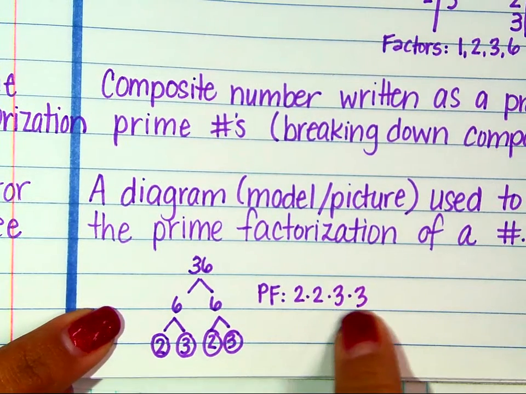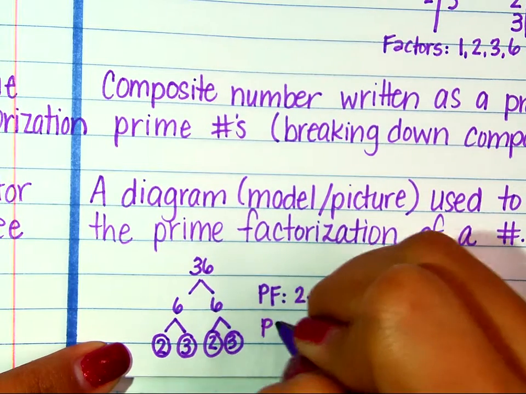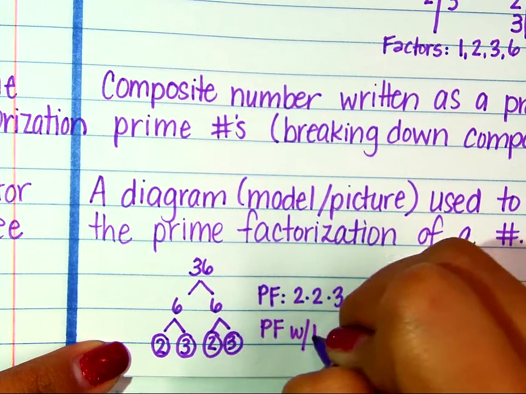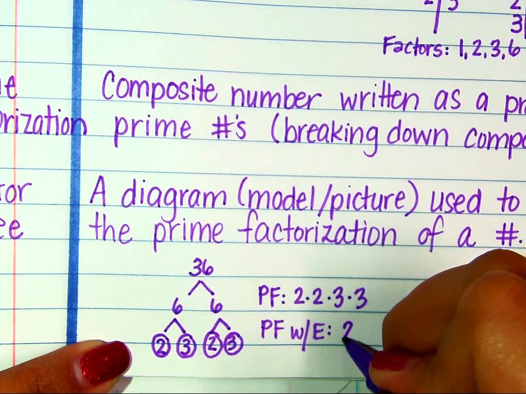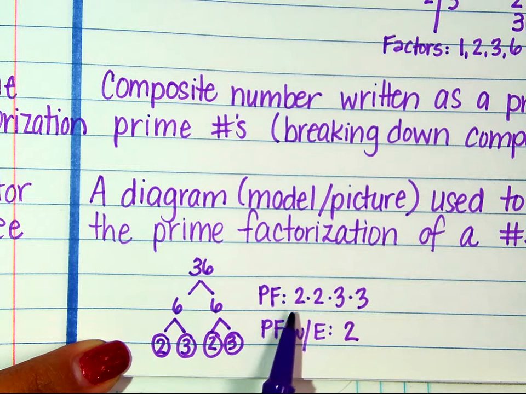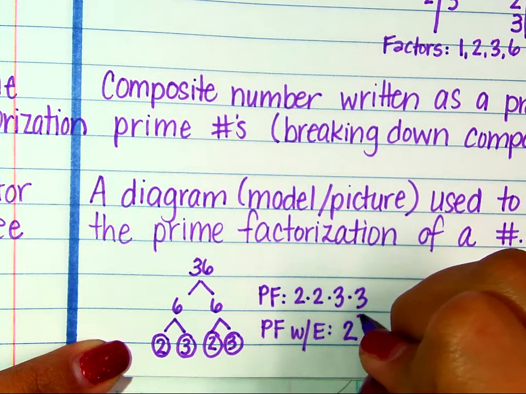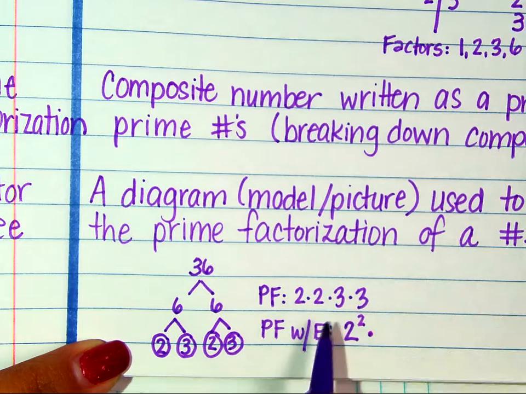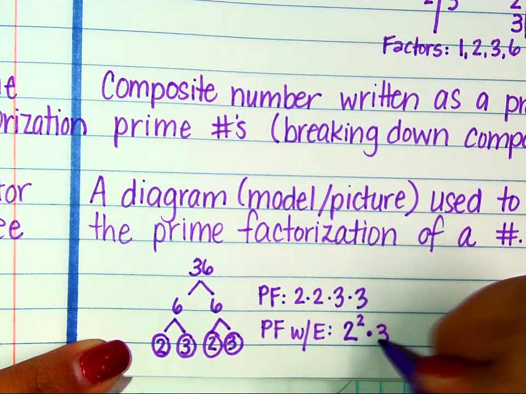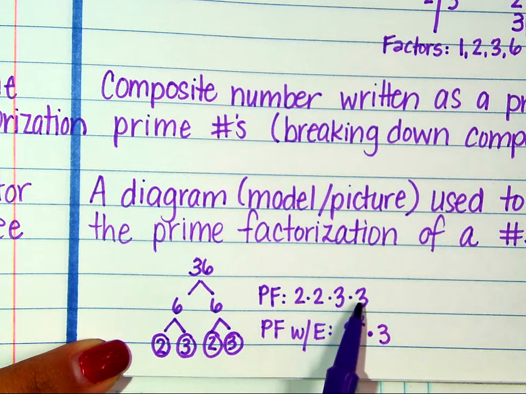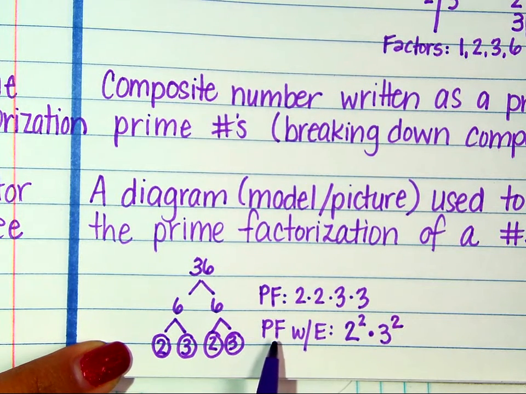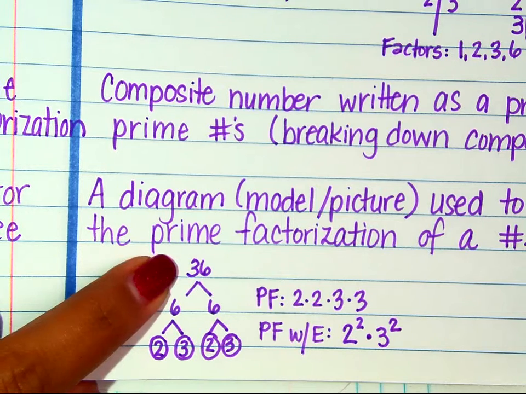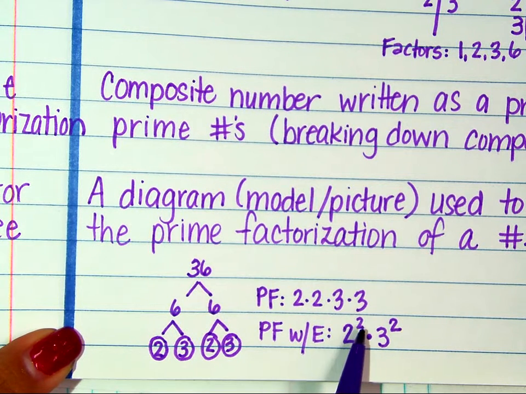In 6th grade, we're going to do the prime factorization with exponents. That's my little shorthand, prime factorization with exponents. So we have 2 as a base, and how many times does it repeat? 1, 2. Times, we have 3 as a base, it's a factor, and how many times does that number repeat? Twice as well. So the prime factorization with exponents for the number 36 is 2 to the second power times 3 to the second power.